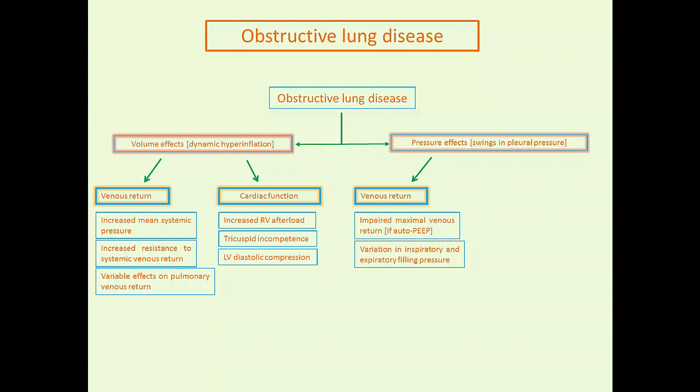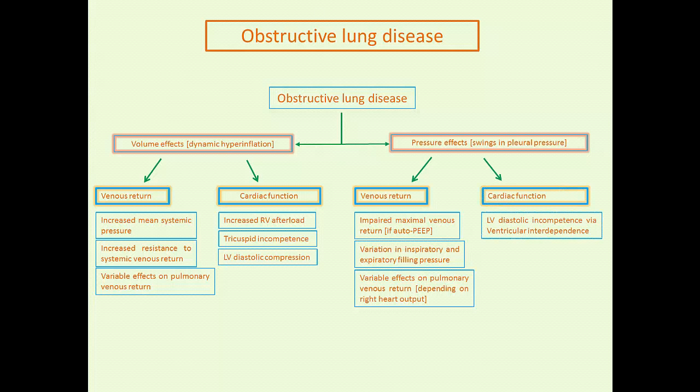There's variation in inspiratory and expiratory filling pressures, and this will certainly affect venous return on inspiration versus expiration. And then there are variable effects on pulmonary venous return, in terms of analyzing simply the pressure effects. This depends largely on variation in right heart output, because the right ventricle and left ventricle function in series as well as in parallel. In terms of cardiac function, there can be left ventricular diastolic incompetence via ventricular interdependence.